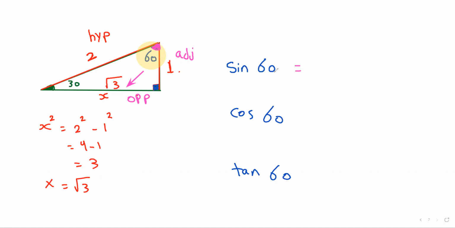Sine 60 equals opposite over hypotenuse. It's root 3 over 2. And cosine 60 is the adjacent over hypotenuse. It's 1 over 2. And tan 60, tan equals opposite over adjacent equals root 3 over 1. The opposite is root 3 and the adjacent is 1. And the square root of 3 over 1 will be root 3.